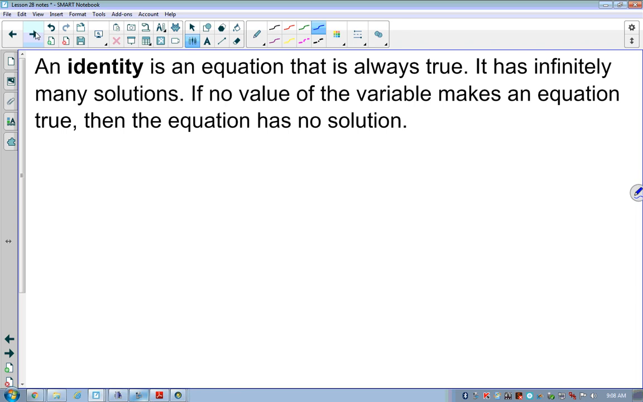All right, an identity is an equation that is always true. It has infinitely many solutions. If no value of the variable makes an equation true, then the equation has no solution. That happens a lot of the time when, let's say we have, let's try 3n equals 3n plus 3.